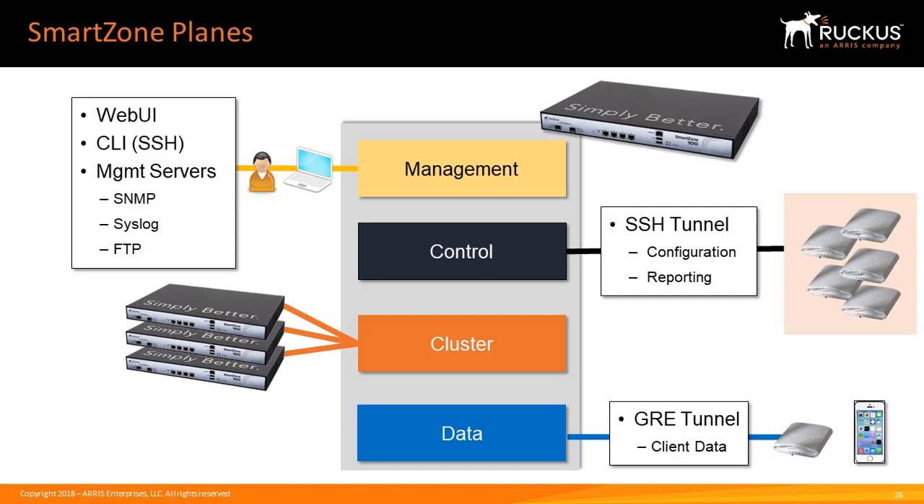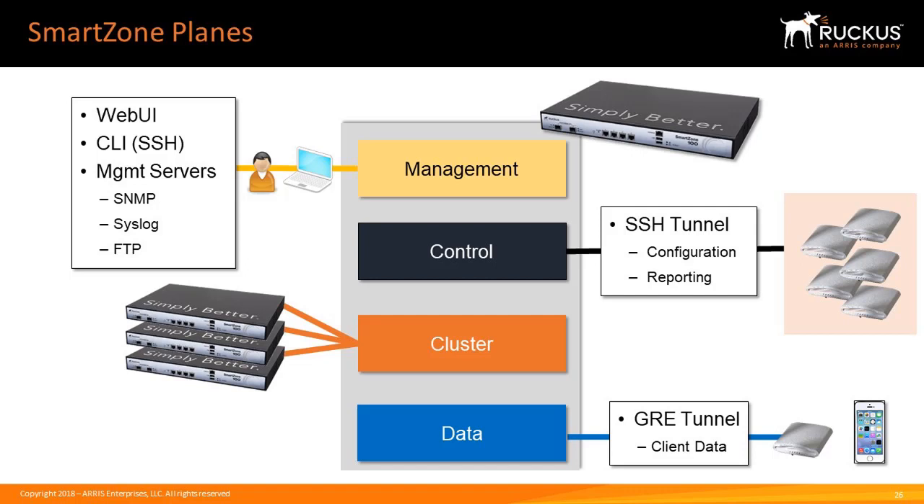The management interface is the one that's used for the web UI access, CLI, SNMP, syslog, FTP, and the other server-based functions to communicate with the management plane. The control interface is the SSH connection between the access points and the controller, and that's established over this control plane. And then we have the cluster interface, and these are the controls that act on the nodes in the cluster, so they'll perform maintenance like replication operations between different controllers over this cluster plane.